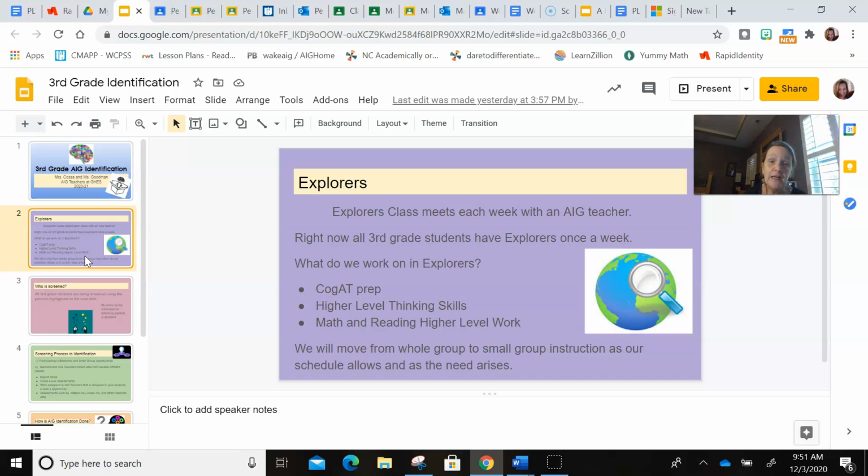What we have done in Explorers is the first thing that we did was some COGAT prep. We always do higher level thinking skills, and we will always try to work on math and reading higher level thinking skills. As the year progresses, we will move from whole group instruction and lessons to more small group instruction as our schedule allows for that.